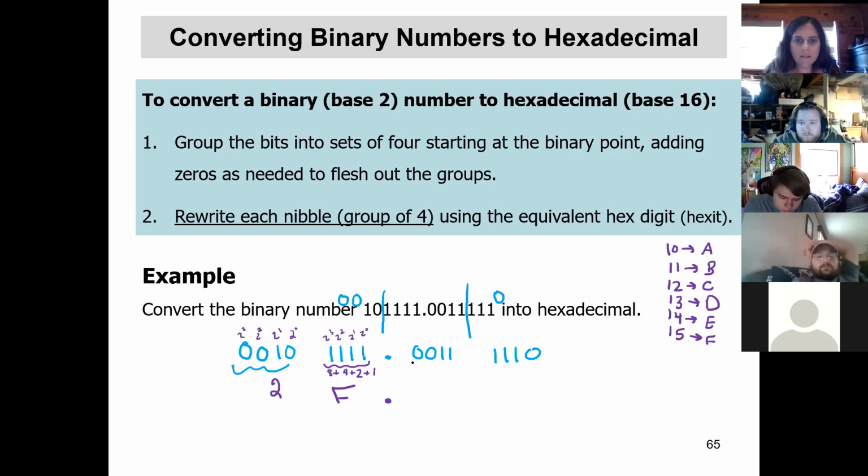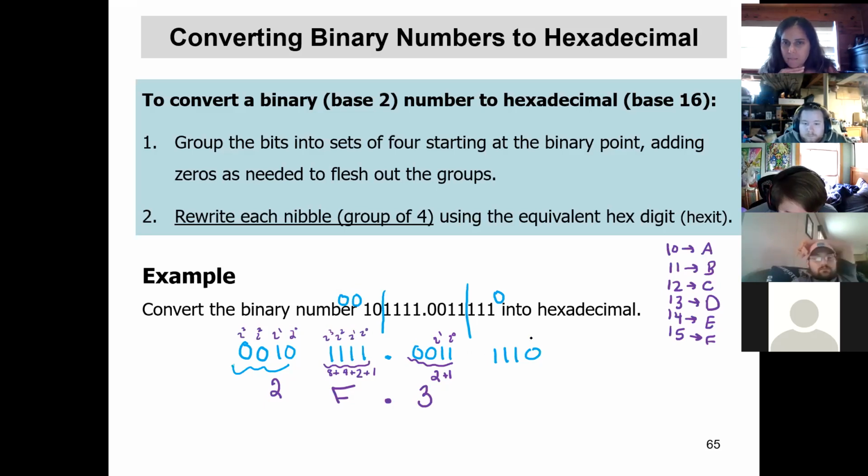Now do this next group, next nibble. So this is 2 to the 0 power. That's 1. So we do have that. Plus we have 2 to the first power, which is 2. Then these are zeros, so we don't worry about those. So this is just a 3. And 3 means 3 in hex.